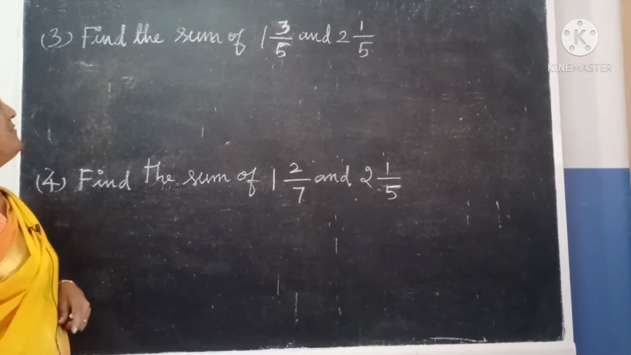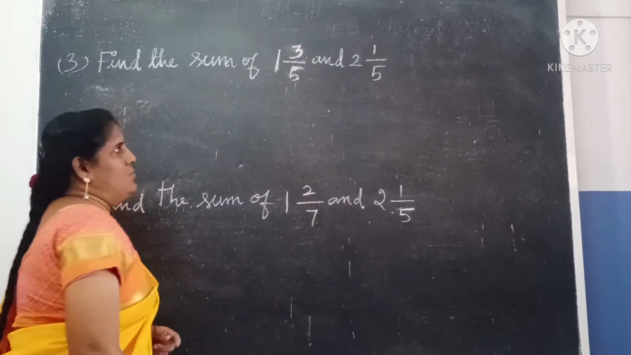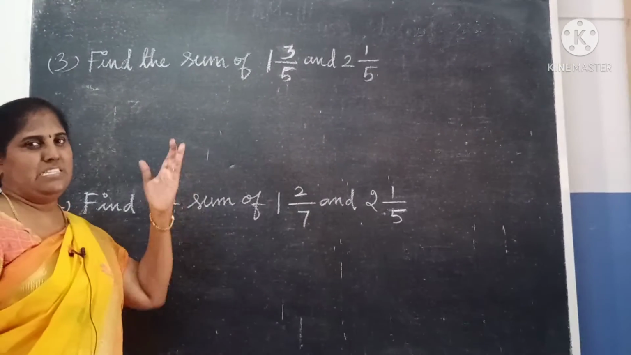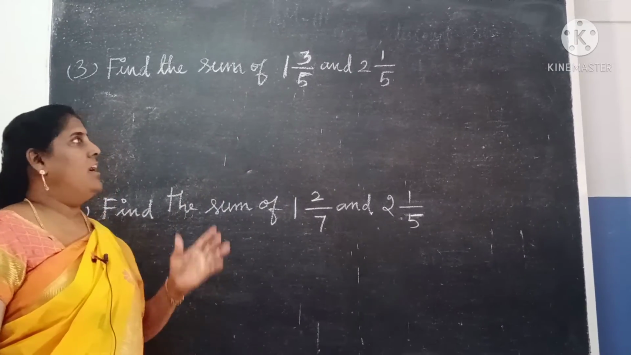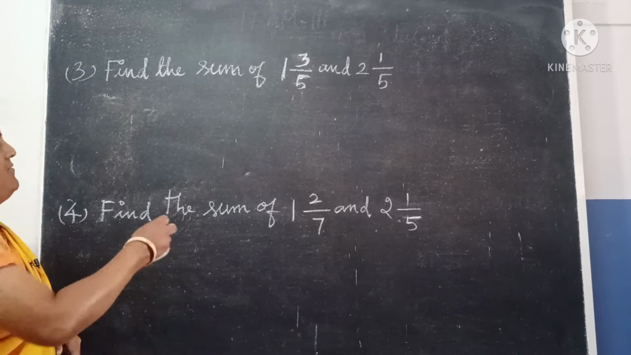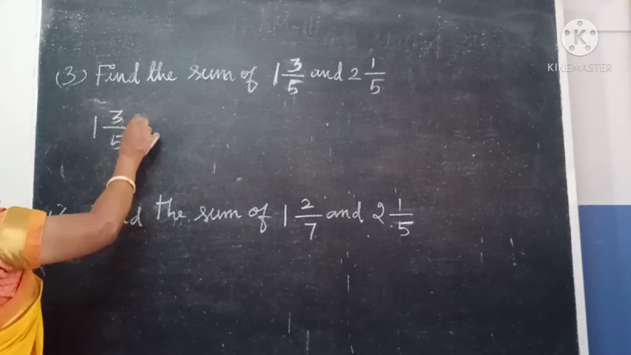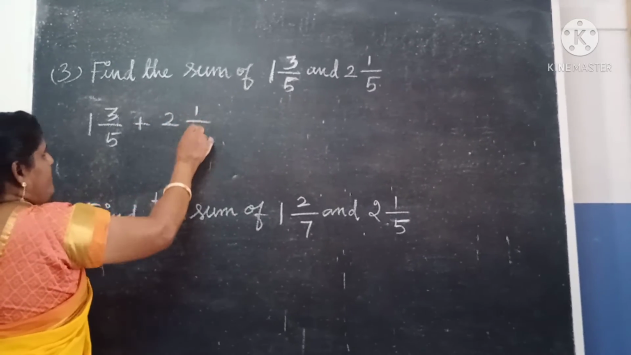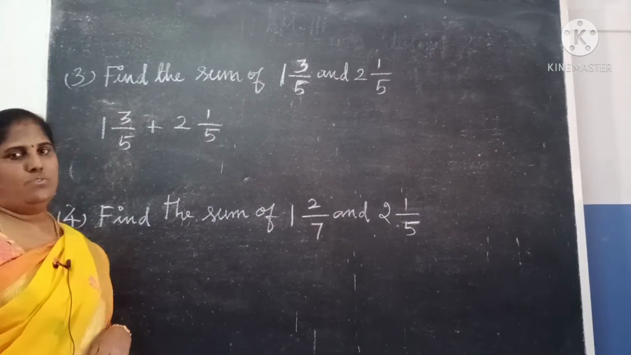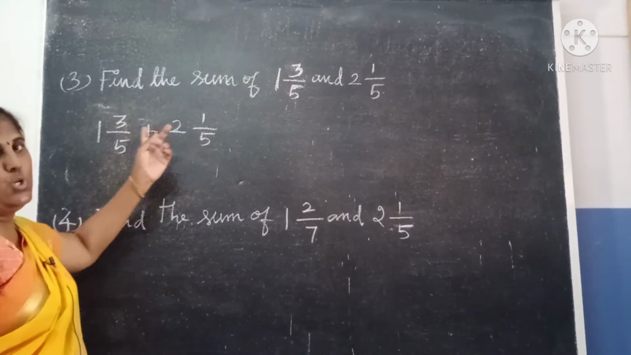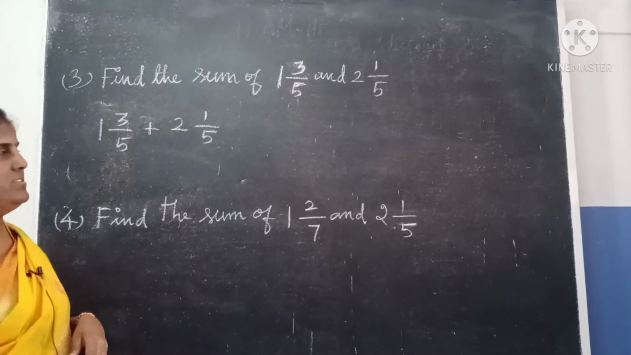Okay, 1. Find the sum of 1 3 by 5 and 2 1 by 5. That is a mixed number. If the given numbers are mixed numbers, how do we add them? See, first take 1 3 by 5, plus 2 1 by 5. If the given numbers are mixed numbers, first of all you have to convert the mixed numbers into improper fractions. How do we convert? Just see this.